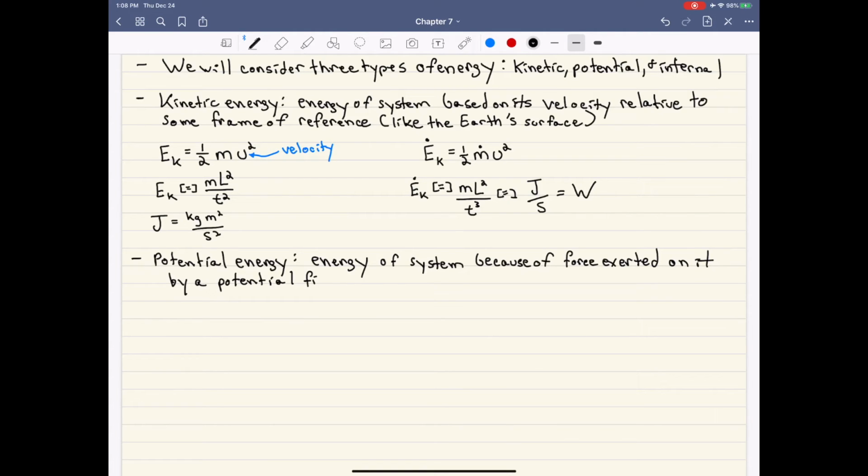Okay? And so some examples of this, just to make this a bit more concrete, is the force that's exerted on a system due to the fact that it's within a gravitational field. Right? Or if you're dealing with electromagnetic things, the force exerted on something because of an electromagnetic field. Okay? And once again, this is all relative to some reference surface.